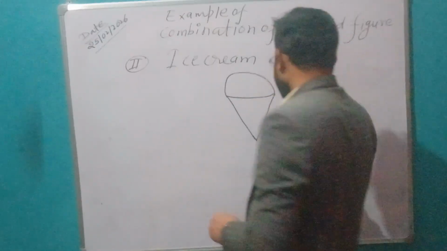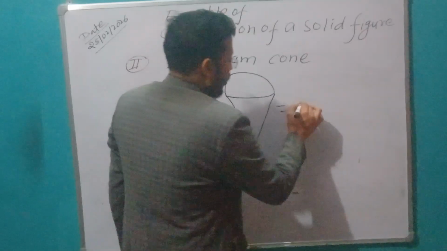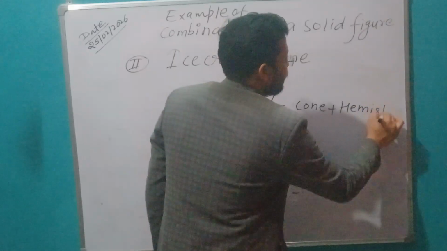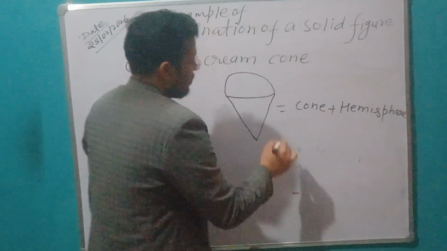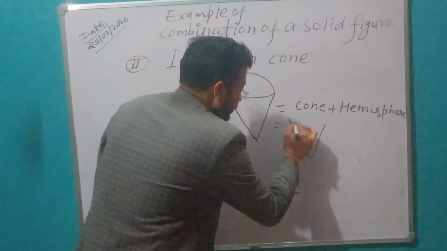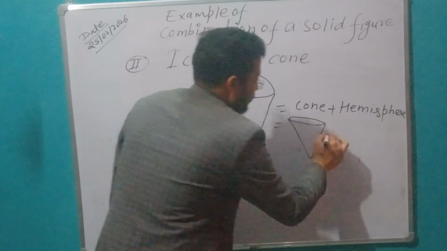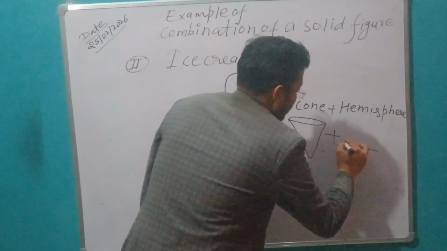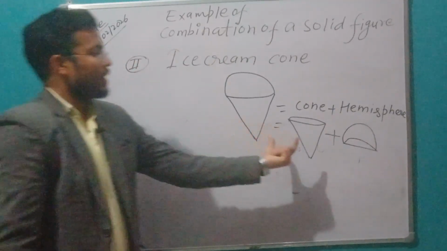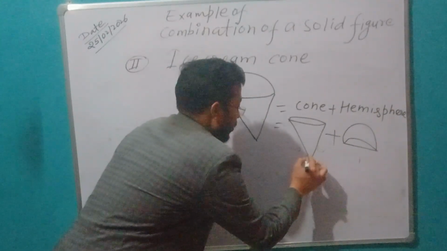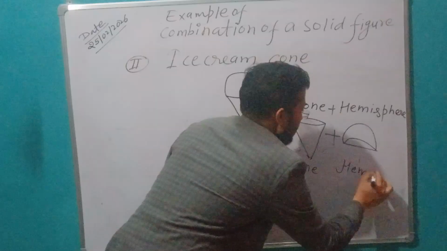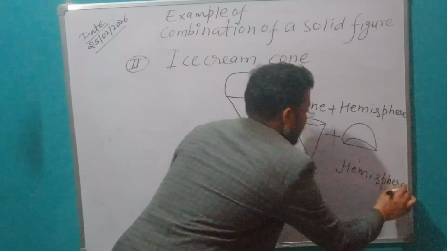So this figure is made up of a cone plus a hemisphere. This is the cone, and this is the hemisphere.